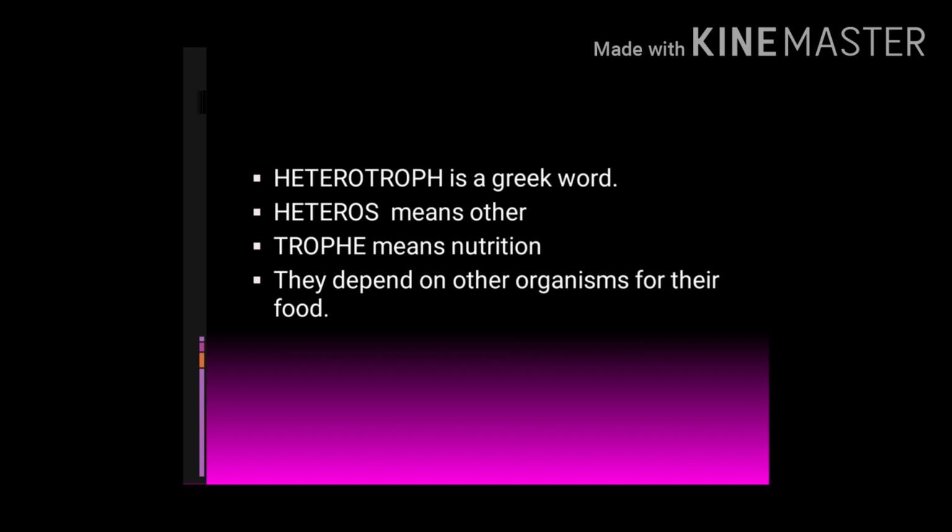So the type of nutrition in animals, as discussed in the last video, is heterotrophic nutrition. The word heterotroph has a Greek origin. Heteros means other and trophe means nutrition. So they are organisms that depend on other organisms for their food.